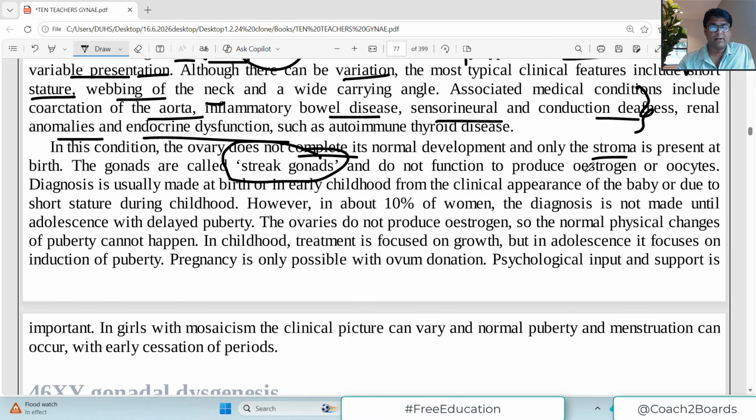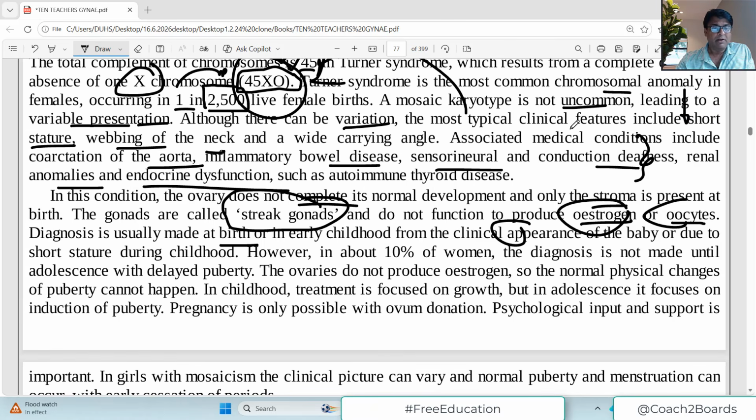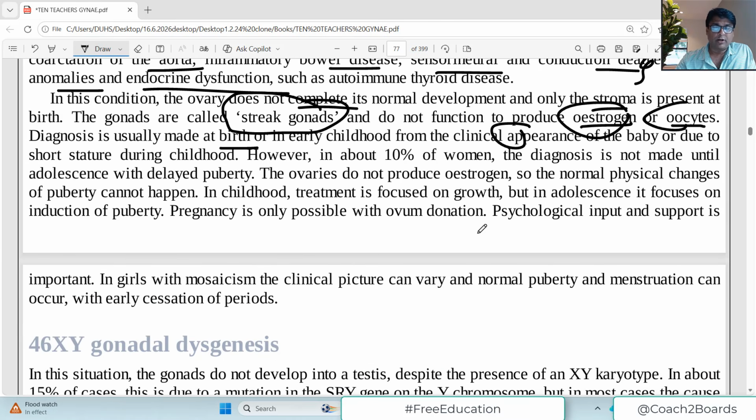So if it does not happen, no estrogen is produced, no ova are produced, no pregnancy, no menstrual cycle. Diagnosis is usually made at birth or in early childhood by the clinical presentation. ये web neck, wide carrying angle, ये सब चीजें पहले ही pick हो जाती हैं, short stature. However, in about 10% of the women, the diagnosis is missed until they reach the age of puberty and there is no puberty. So this is how you then pick it up.